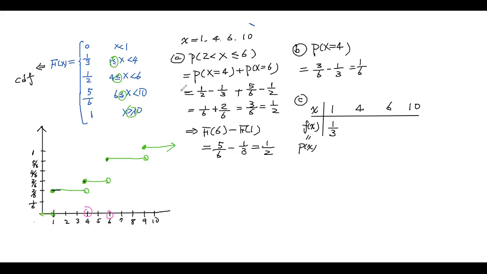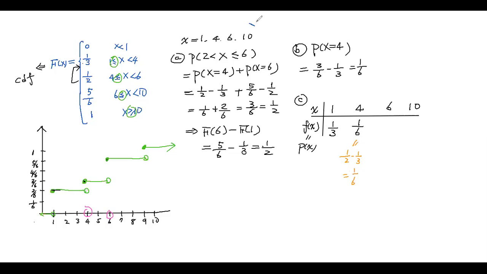Okay, the 4, right? So this is the 4, right? So we need to use the 1/2 minus, so you minus the previous one. So 1/2 minus 1/3 will give you what? Will give you 1/6, right? So here, let's try to do this one more time. This is 1/2 minus 1/3. That's why it gives you 1/6.